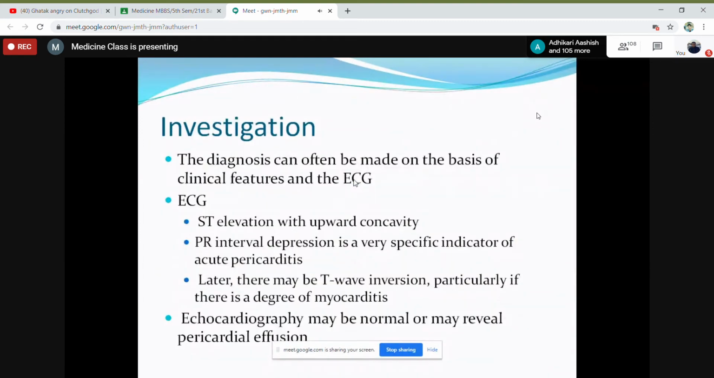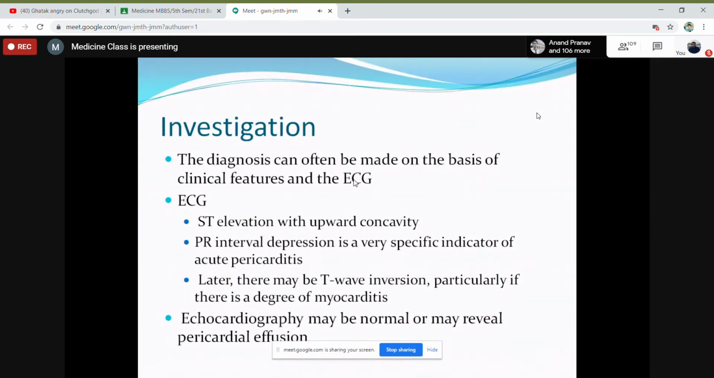So what are the investigations we'll do then? The diagnosis is often made on the basis of clinical features and ECG changes. Generally, the ECG changes include ST segment elevation with upward concavity. PR interval depression is a specific indicator of acute pericarditis, and later there may be T wave inversion, particularly if there is a large degree of myocarditis.